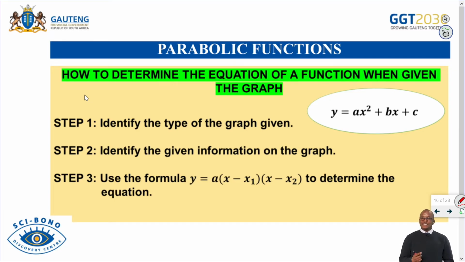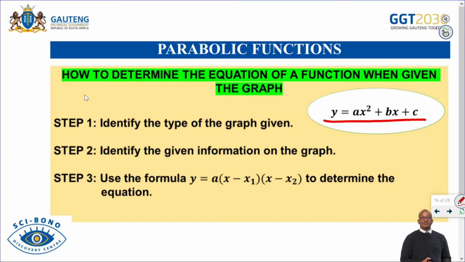Now, after sketching the graph, sometimes you will be required to determine the equation. So I will also show you how to determine the equation in two ways now. First, to determine the equation when they need it in the form y is equal to ax squared plus bx plus c. To determine the equation of a function when given the graph, they will sketch the graph for you and ask you to determine the equation from that graph.